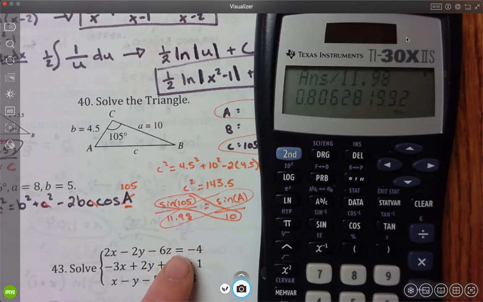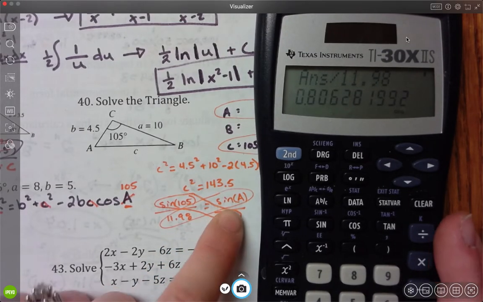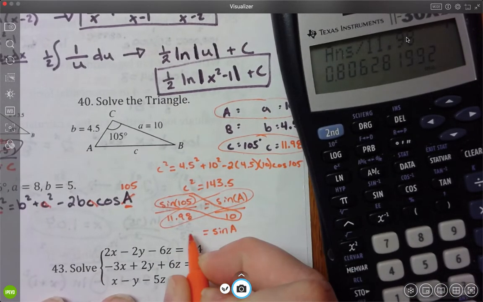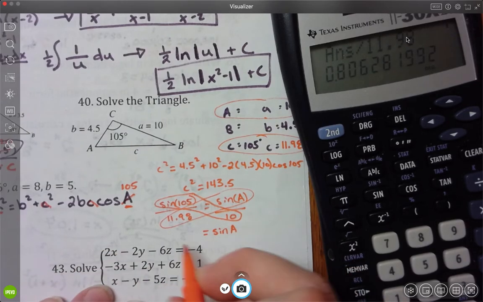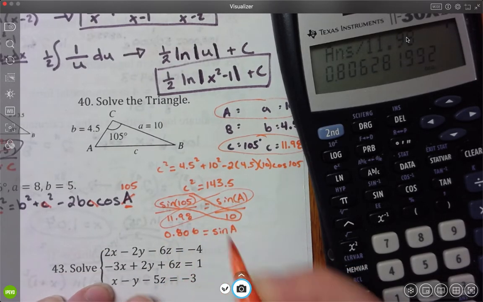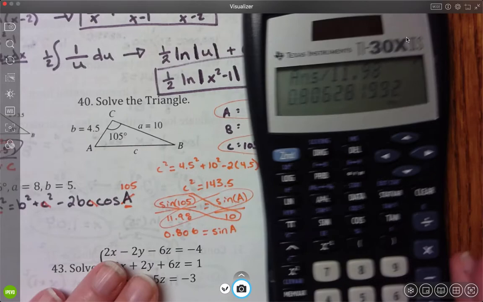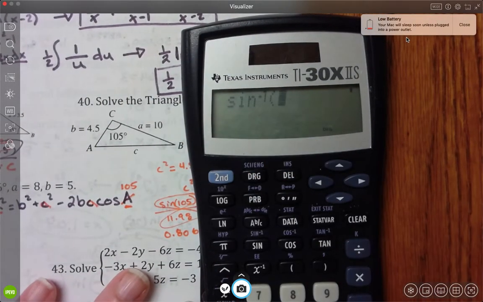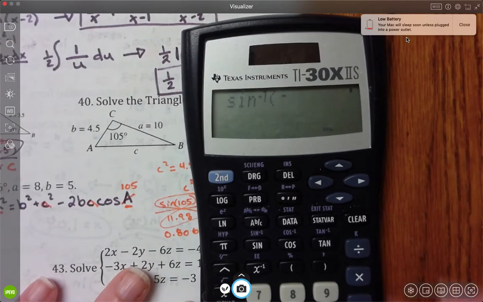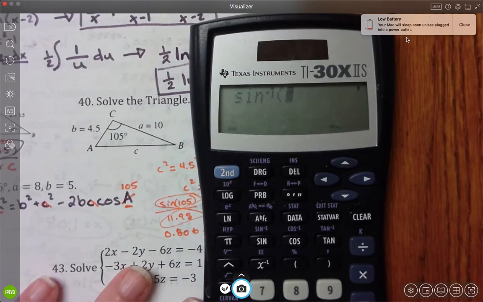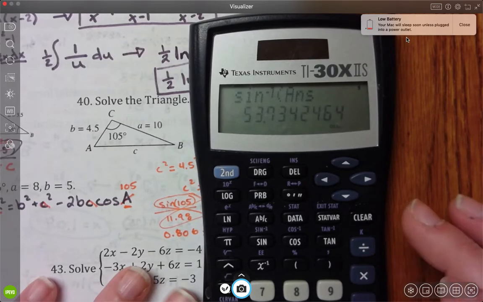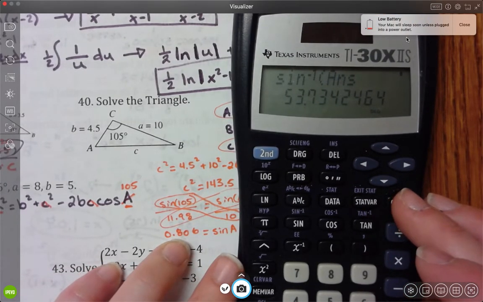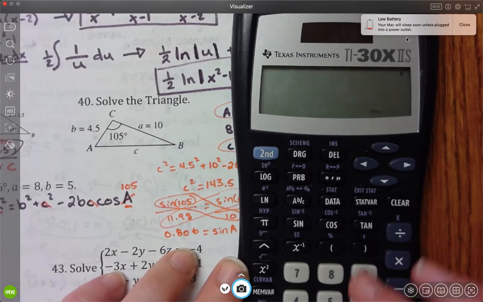That does not seem like a right answer, but keep in mind that that is only sine of A. That is not A itself, so 0.806 or something like that. Now to get just A, we have to do the inverse sine. So second sine of that answer. Gosh dang it. Now it's not going to give me the right answer because I hit the button wrong. Maybe that's right, 53.7, we'll find out. That's why I write everything down.